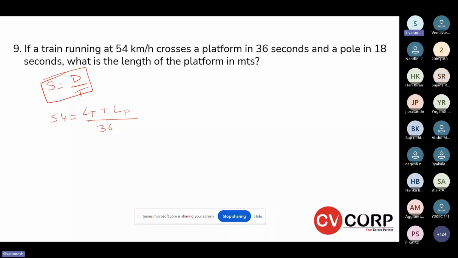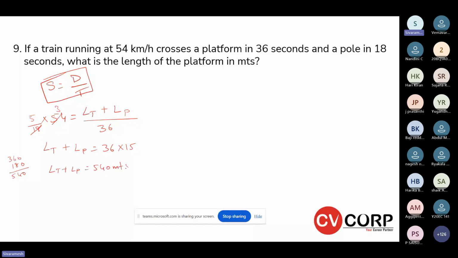From this I will get the length of the train plus the length of the platform. Here we should not directly use 54, because 36 is in seconds. So how can we convert 54 kilometers per hour into meters per second? Multiply by 5 by 18. 18 ones, 18 threes, so 15. So the length of the train plus the length of the platform will be 36 into 15. What is 36 fifteen times? 36 ten times is 360, and 36 five times is 180. If we add both, 540. The length of the train plus the length of the platform is 540 meters. Let's assume this is the first condition.